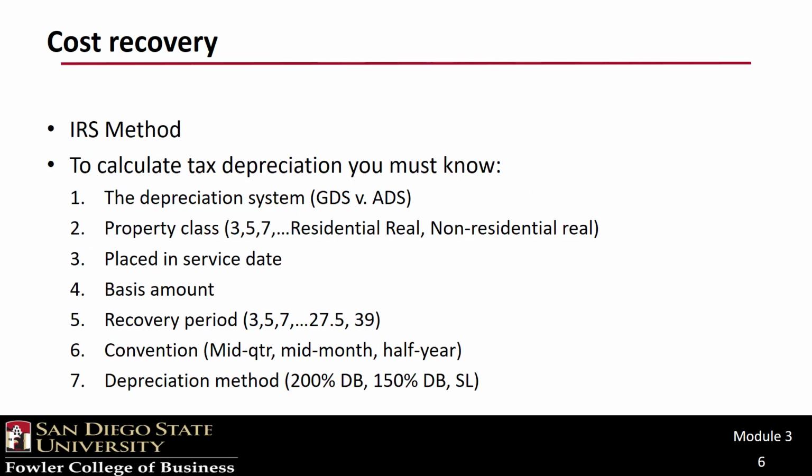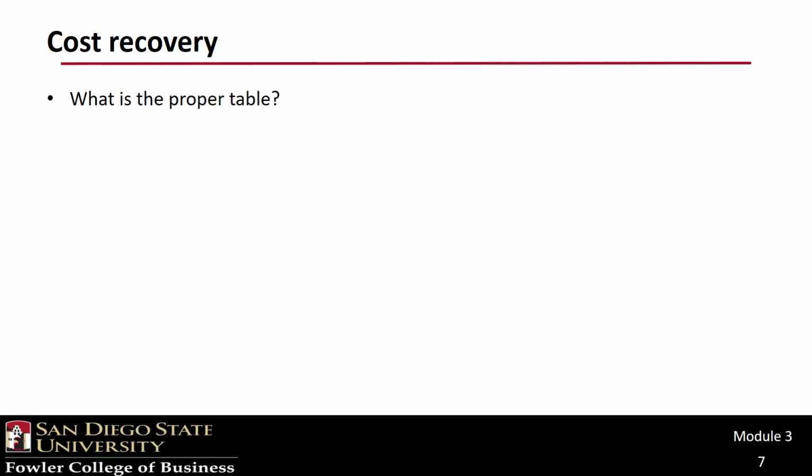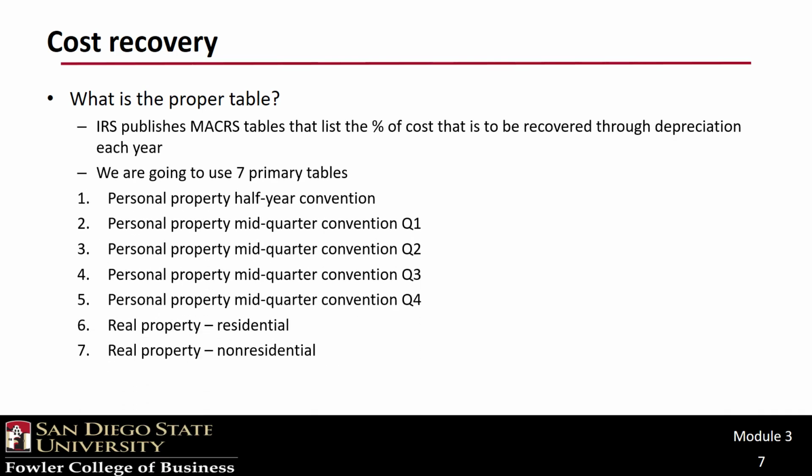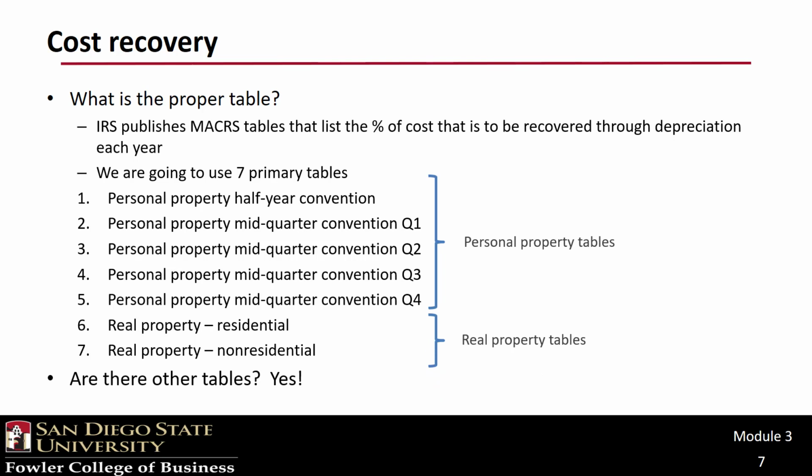So here is the IRS method of calculating depreciation. But here is the shortcut method. What is the right table? Depreciation tables are prepared by the IRS for taxpayer use. In this class, we're going to use a set of 7 or so, which can be broken down into a set for personal property and a set for real property. There are other tables, however.